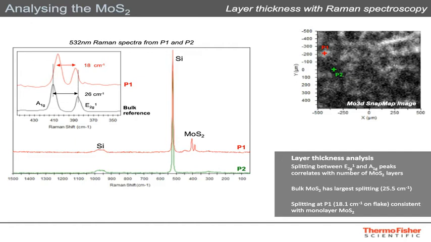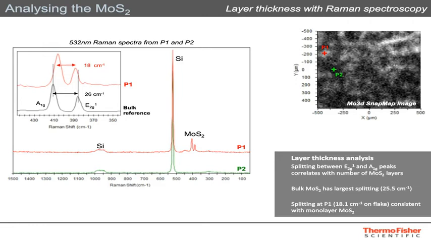This slide shows 532 nanometer Raman spectra acquired on and off the flake we previously analyzed with XPS. At both positions, we see strong silicon peaks due to the substrate, but at point 1, we also see 2 peaks due to the molybdenum disulfide. The splitting between these peaks tells us something about the number of molybdenum disulfide layer units in the flake.